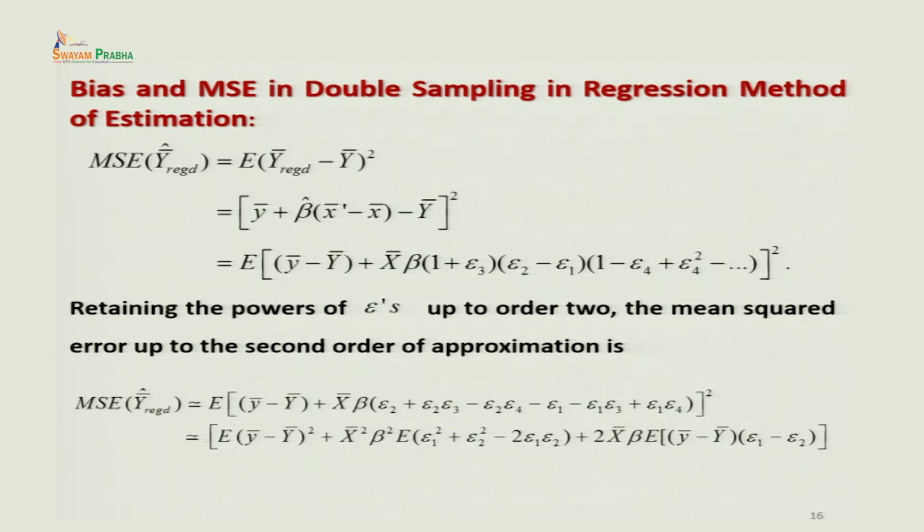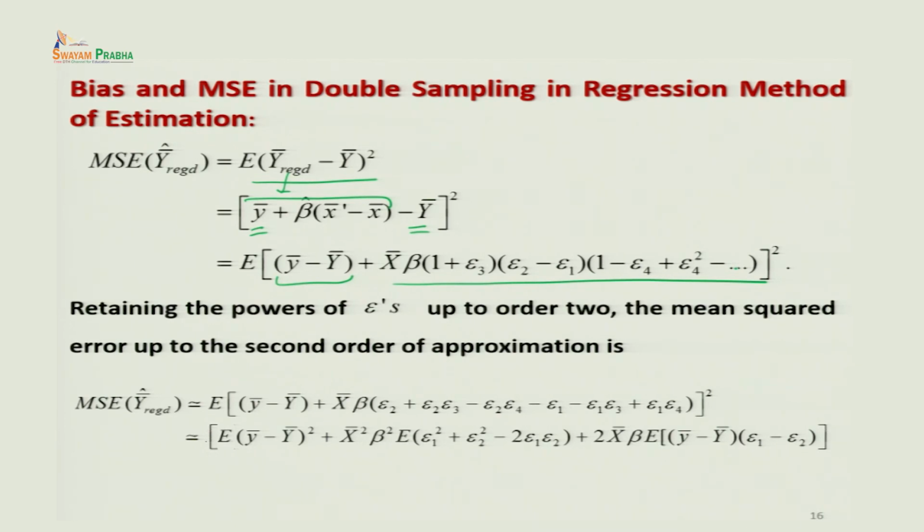And then if you want to find out the mean square error, what you have to do? You simply have to write down this expression, expected value of y bar reg d minus capital Y bar whole square, and then combine the small y bar and capital Y bar together, and then write down all those expressions in terms of epsilons as we have done in the earlier case.